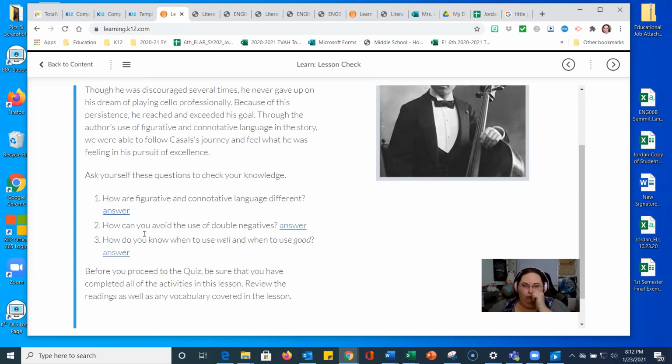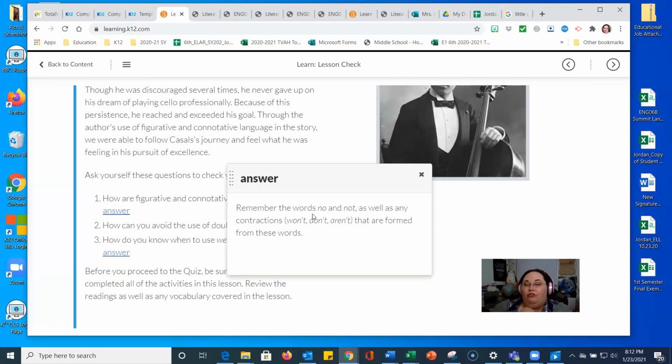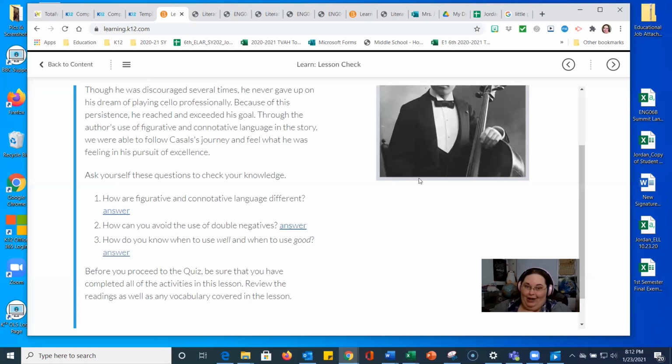Number 2, how can you avoid the use of double negatives? I ain't got no time for this. How could we fix that? I don't have any time for this. I don't have time for this. Remember, the words no and not, as well as contractions like won't, don't, aren't that are formed with these words. Okay, all of those are negative words. So be a negative Nancy.